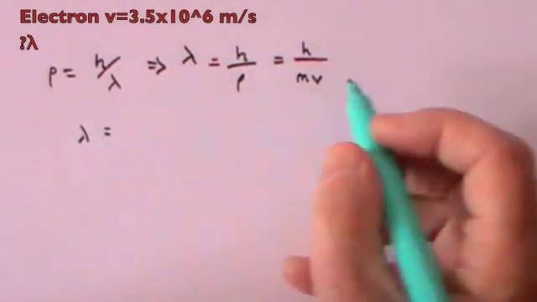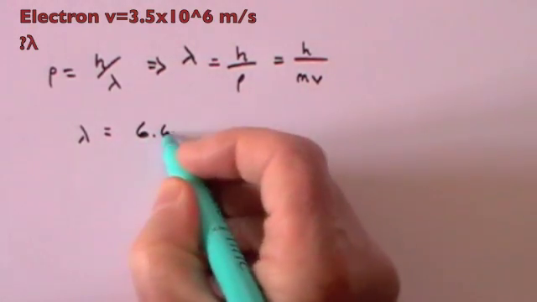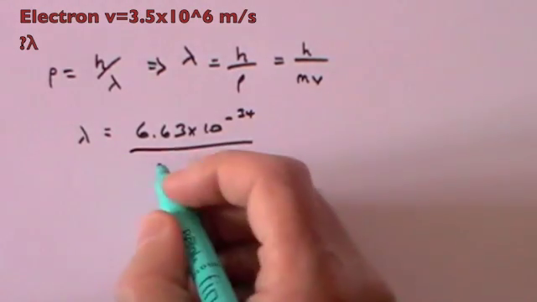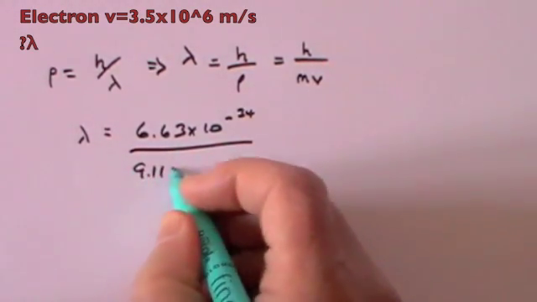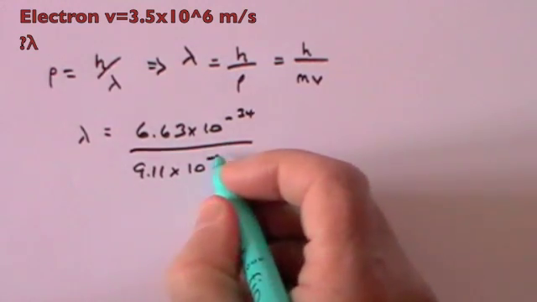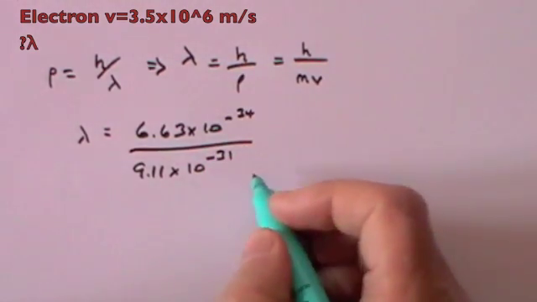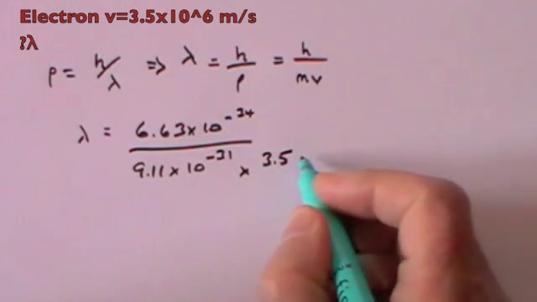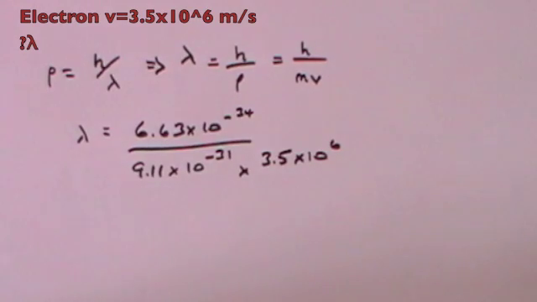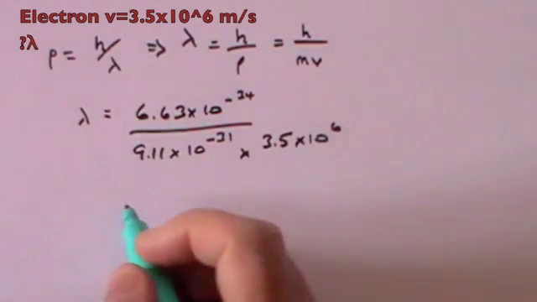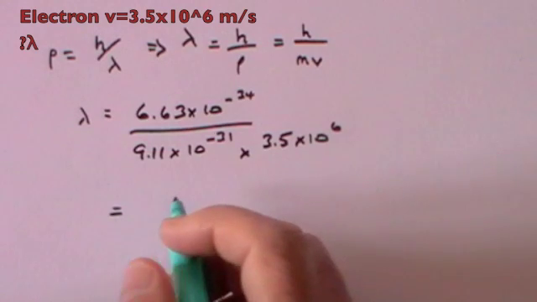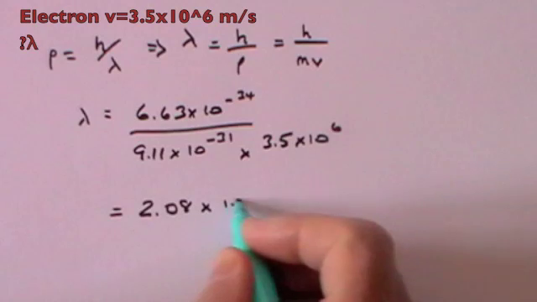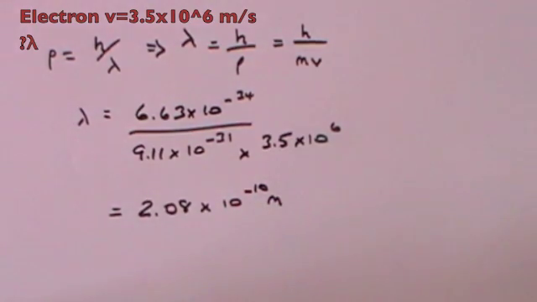Once again, it's just a case of substituting. h is 6.63 times 10 to the minus 34. The mass of the electron, once again, is 9.11 times 10 to the minus 31 kilograms. And we were told that the velocity was 3.5 times 10 to the 6 meters per second. And again, the calculator will give you that the wavelength of the electron is 2.08 times 10 to the minus 10 meters.